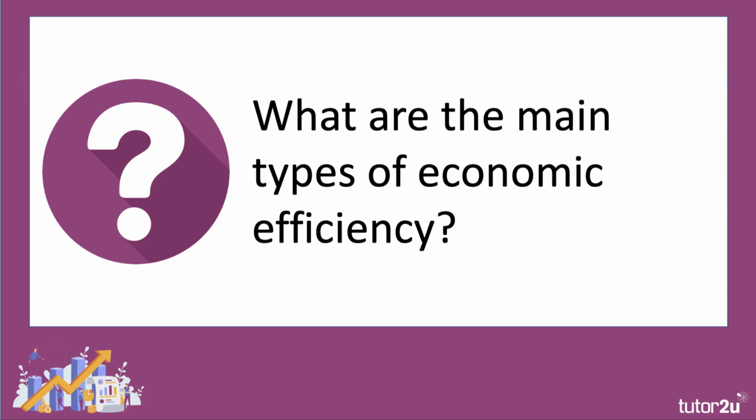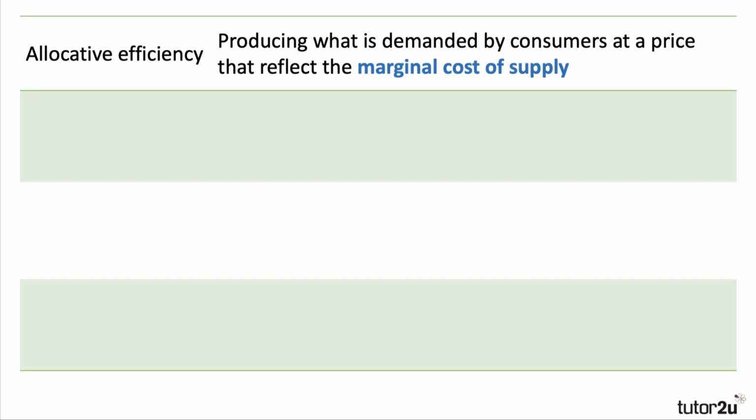So just a quick recap for revision for the main types of economic efficiency. Allocative efficiency is making best use of scarce resources, making products that consumers need and want, but being sold at a price which reflects the marginal costs of supply. Allocative efficiency, where price equals marginal cost.